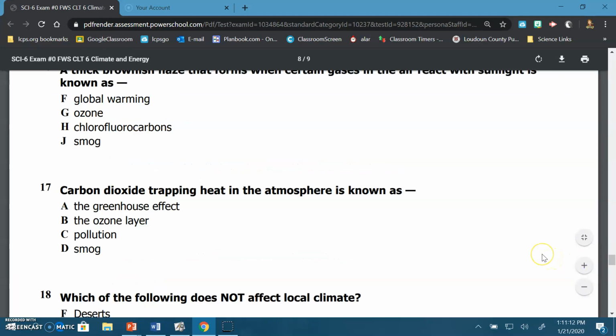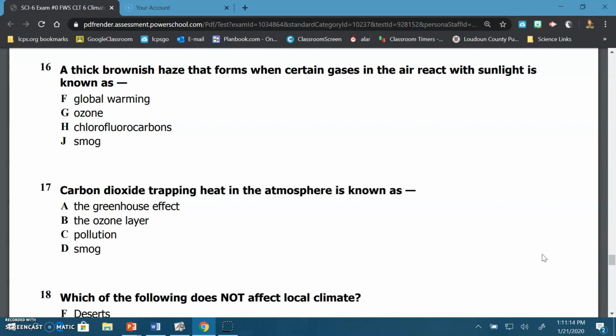Number 17. Carbon dioxide trapping heat in the atmosphere is known as A. The greenhouse effect, B. The ozone layer, C. Pollution, or D. Smog.